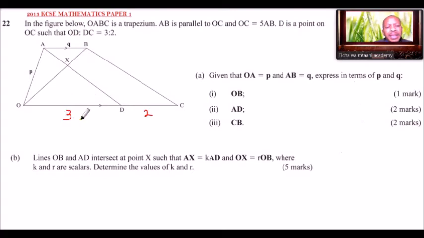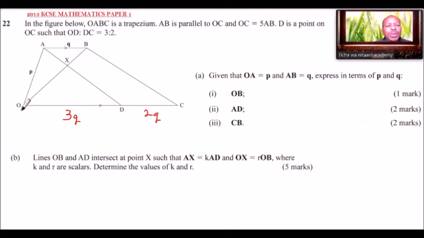Actually, we can say this is 3Q and this is 2Q, because OC is 5 times AB and AB is Q. So this is vector, and it is important that you put the necessary information on your figure, so that when it comes to working out, you'll be able to see that. So part A, given that OA is equals to P, so we have OA. AB is equals to Q, we have AB. Express in terms of P and Q, OB. So this is our OB.